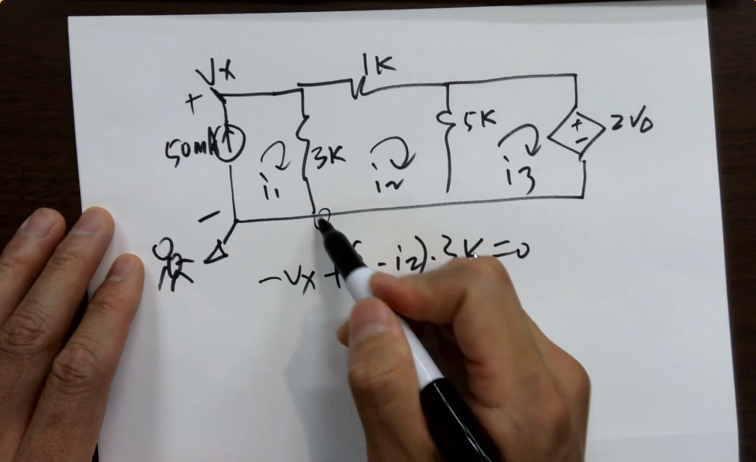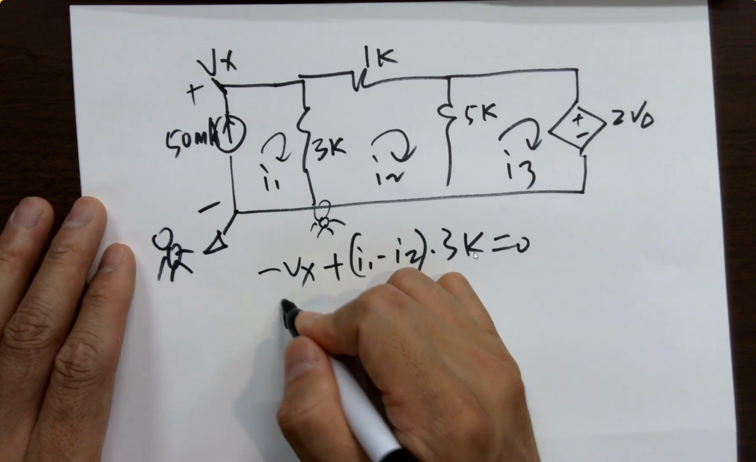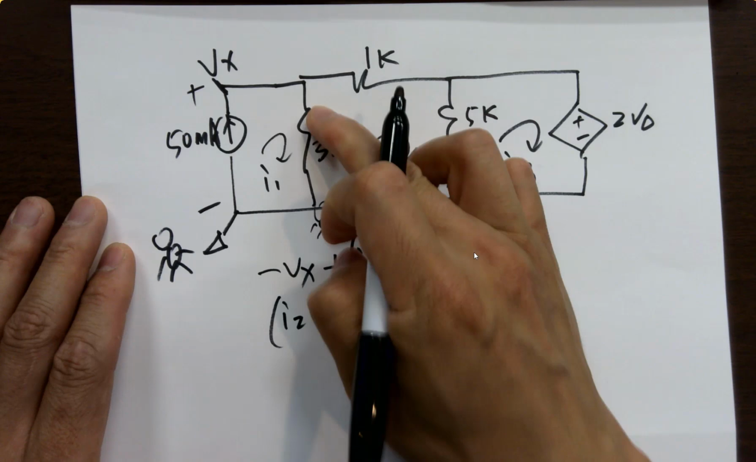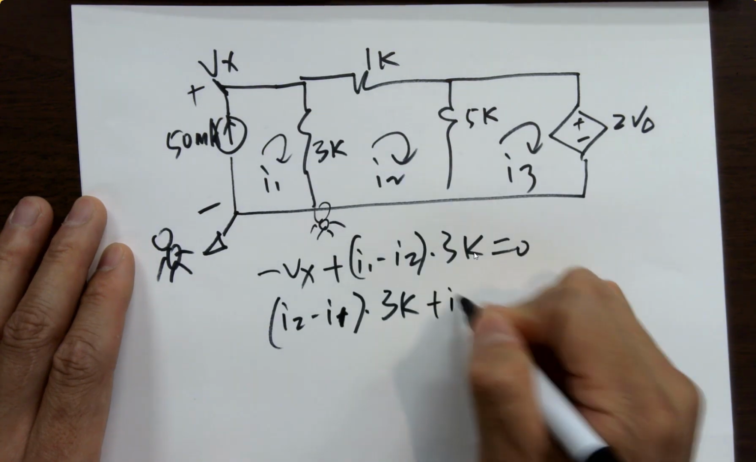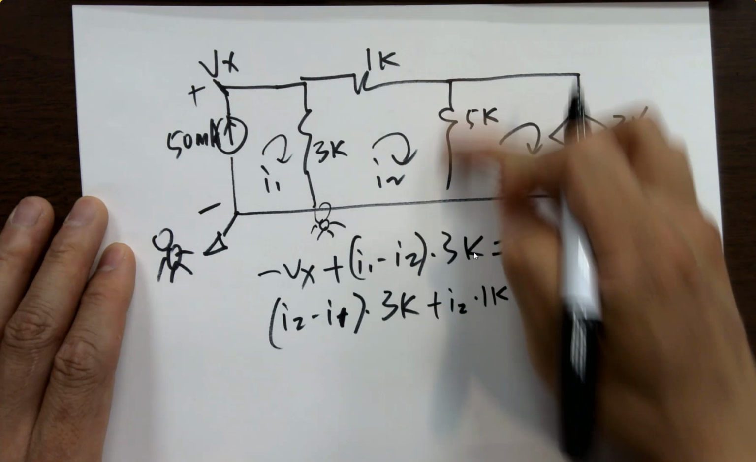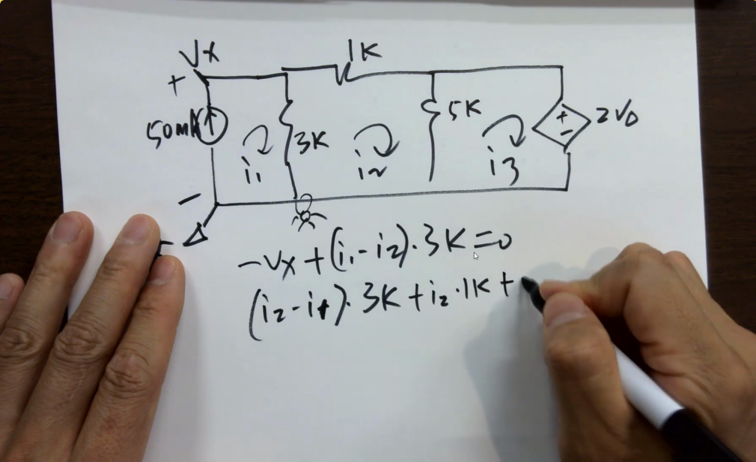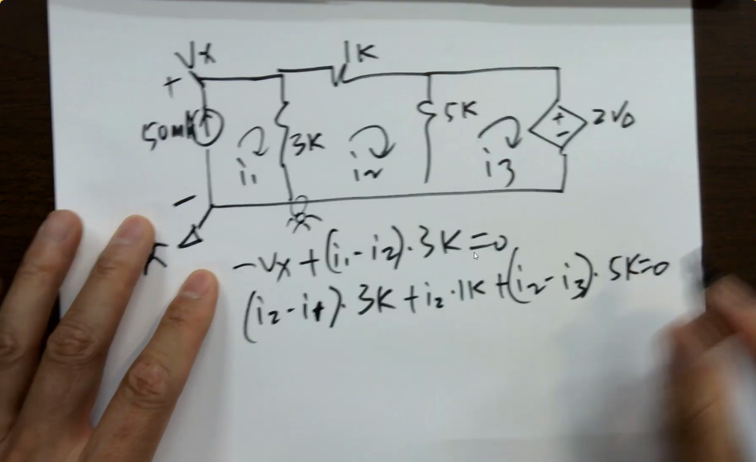And the second one, starting from here as well. You don't have to draw a little guy here all the time, but I'm just showing you. So I2 minus I1, right? Times 3K will be the voltage here. Going to the right will be I2 times 1K. Here will be I2 and I3, right? Plus I2 minus I3 times 5K equals 0. That's it for this one.